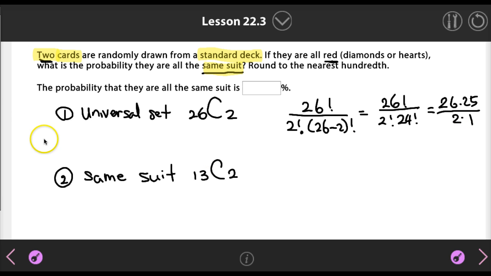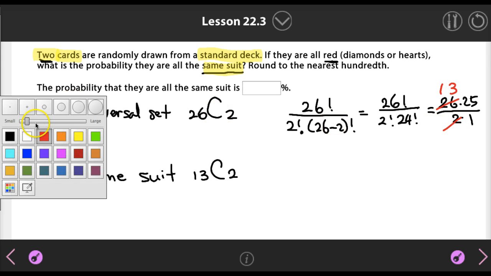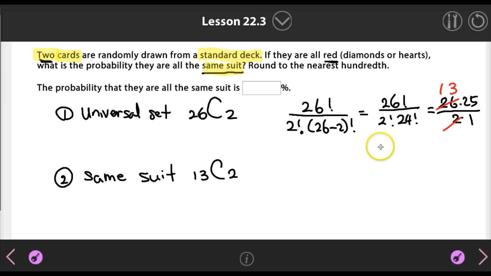And we all know that 2 goes into 26 13 times. So basically, what's my answer here for the universal set? The universal set is 13 times 25. And that is 325. Okay, so now let's look for the same suit.